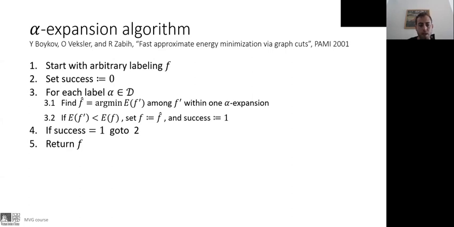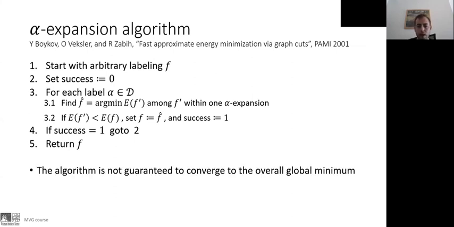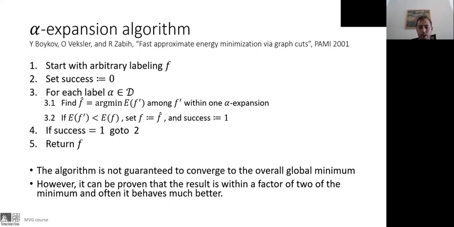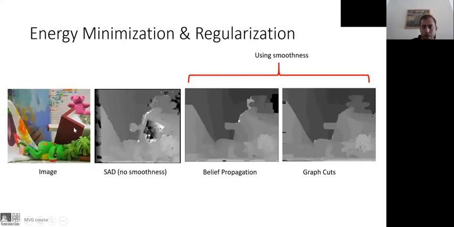Okay, so this is very efficient because, again, globally, we change all the pixels together. We allow all the pixels together to change to alpha to get a global decision for all of them together. So this algorithm is not guaranteed to converge to the overall global minima. It's just an approximation, but it can be proven that the result is within a factor of 2 of the global minimum, and it often behaves much better. So it was a very useful algorithm before the deep learning time.